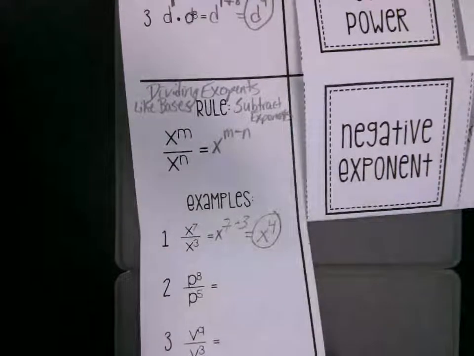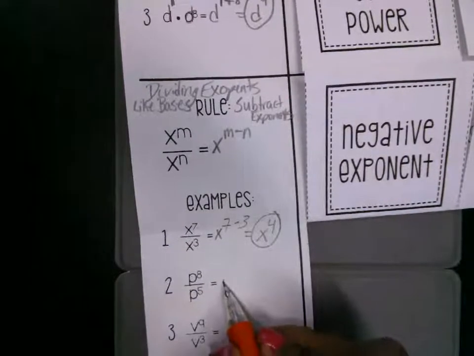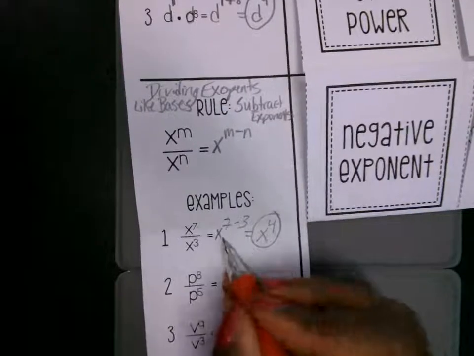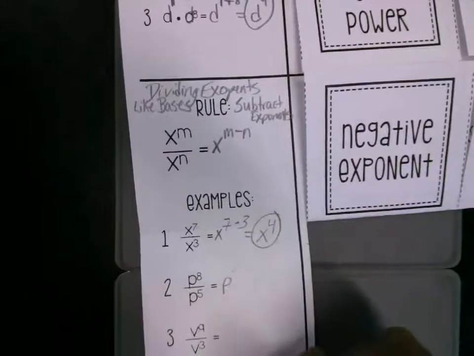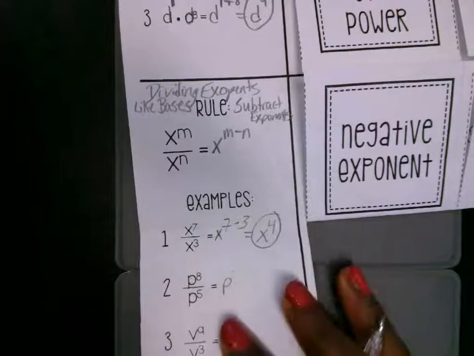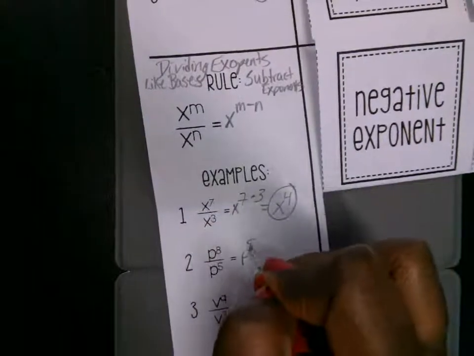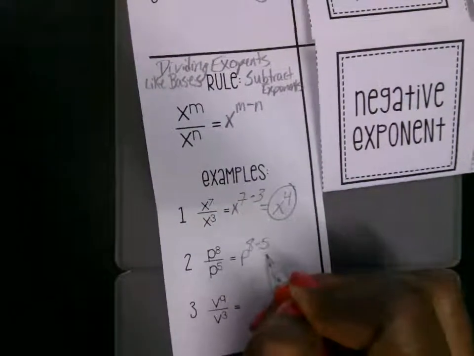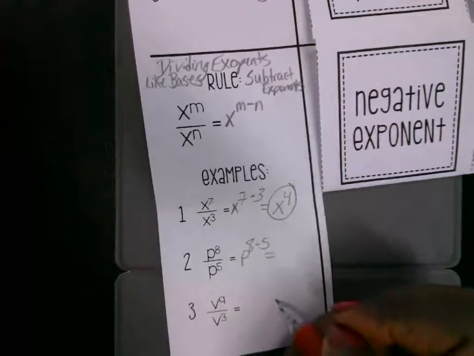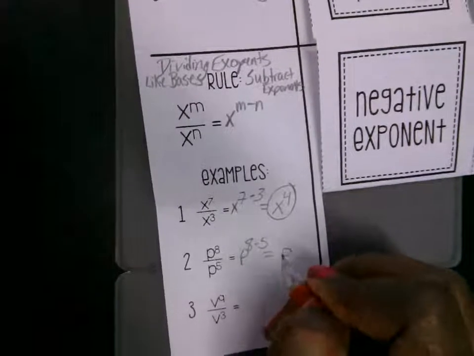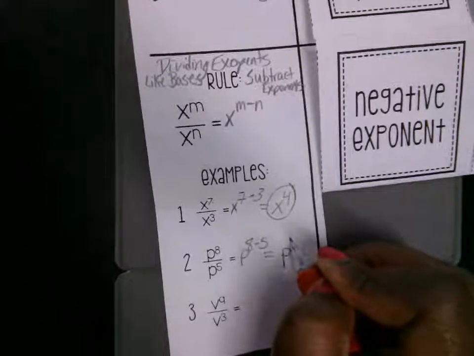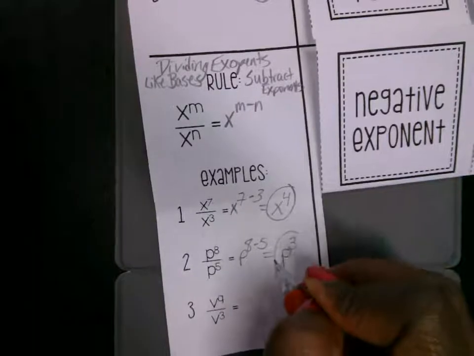Okay. Bases are the same. The base is P. What are we going to subtract here? What minus what? 8 minus 5. What's 8 minus 5? 3. So this is P to what power? The third power. Good job.